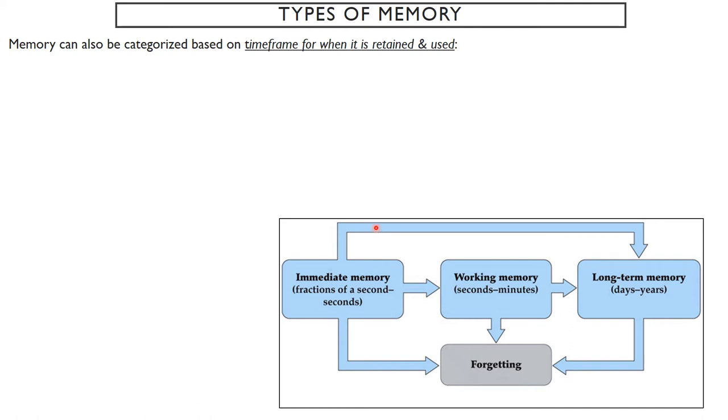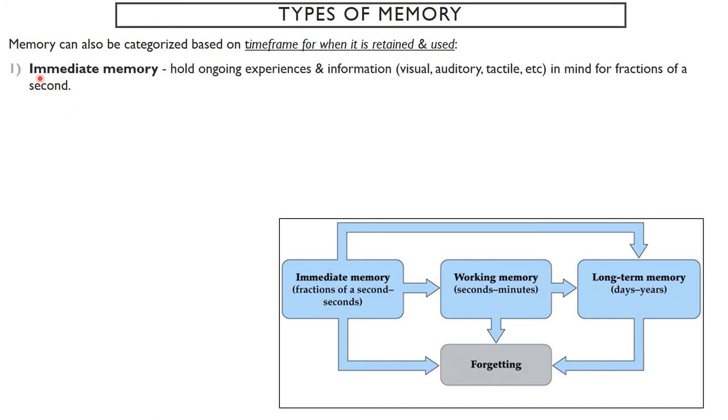So memory can be categorized into a couple of different types, and a lot of it is based around the time frame for retention. We're going to talk about that in this slide here. The first that we're going to discuss is immediate memory. This is the first part of memory, and it's the ongoing experiences and information that you are perceiving at that moment. The visual, auditory, and tactile experiences.